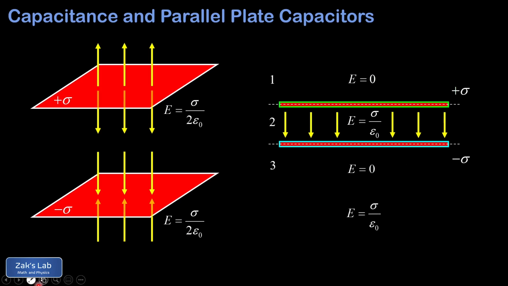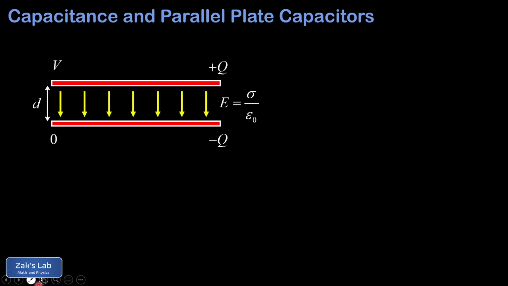So there's the field between the plates of a capacitor. It's a constant, and the strength is sigma over epsilon 0, where sigma is the area charge density on the plates, and epsilon 0 is the permittivity of free space. So now that we have the field between the plates, we can compute the potential difference between the plates, and that will quickly give us the capacitance when we take Q, the charge, divided by V, the potential difference.